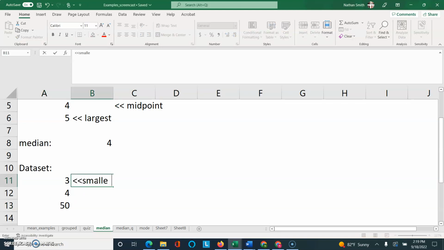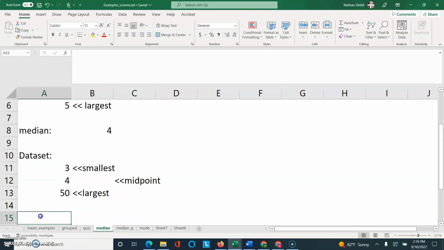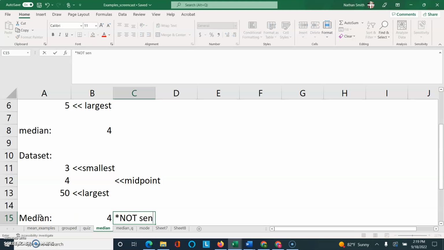3 is still the smallest. 50 is still the largest. 4 is that midpoint. So even though I changed the third data value to 50, the median is still just 4. That means the median is not sensitive to outliers.